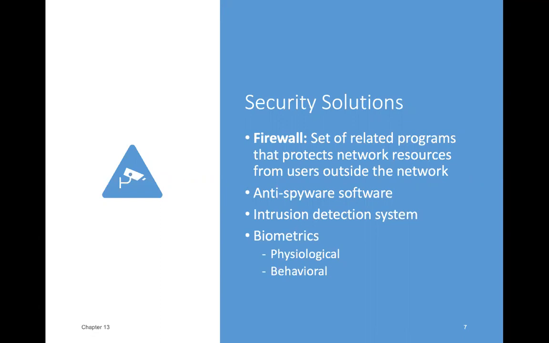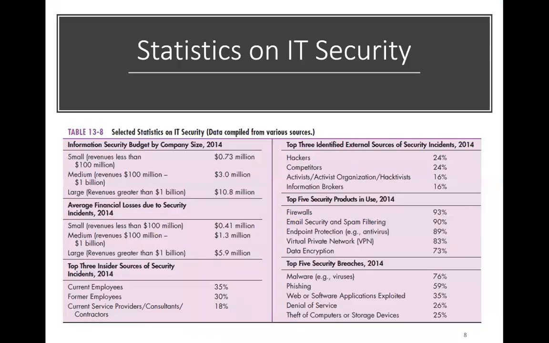Right, what else? Let's see some stats on IT security. Some of these stats are a bit scary. I point you down to the bottom left, the top 3 insider sources of security incidents 2014. There you can see it. Current employees and former employees. 65%, 2/3 are from pissed off employees who just want to take it out in an information system because they haven't got what they wanted from the organization, and this is their way of getting back their revenge.